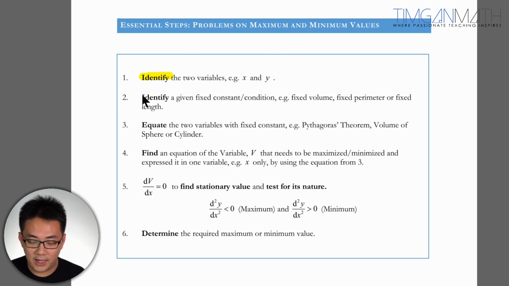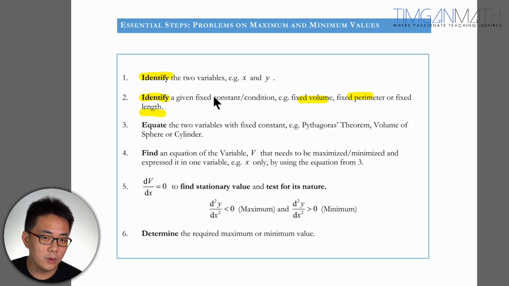Then after which we need to identify the fixed constant. A fixed constant usually is a condition or a constant. It could be a fixed volume, it could be a fixed parameter, and so on. This is step number 2. It's very important. The reason why you need to be able to identify this condition is because you could equate the two variables together.